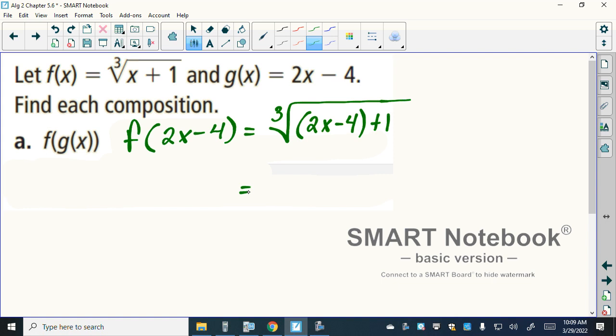Now, is there anything in front of our parentheses inside that cubed root? No, so we can drop them and combine our like terms, which would be the negative 4 and 1, yes? So it'll tell me that I have the cubed root of 2x minus 3. And this is our f of g of x.